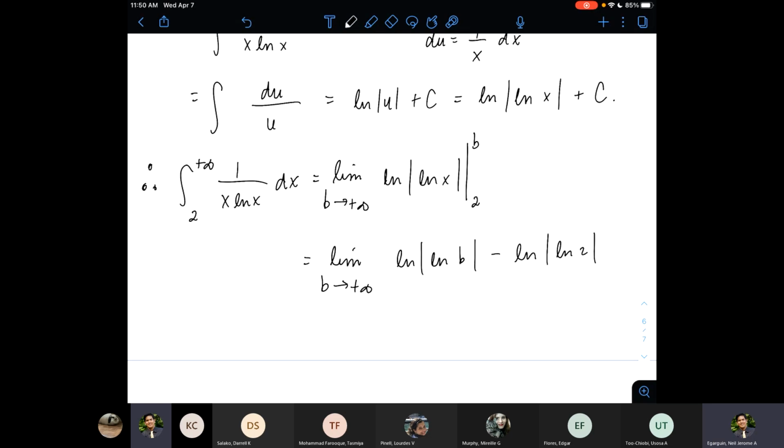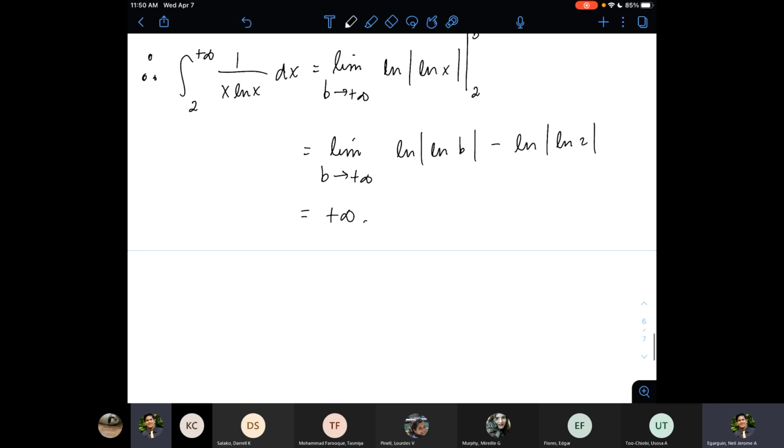But when b goes to infinity, this term will go to infinity. Ln of infinity will again go to infinity. This is a constant, so infinity minus a constant will still be infinite. All right. So here we see the improper integral diverges. So by the integral test, the series diverges. Okay, because again, the improper integral and the series will share the same convergence property.